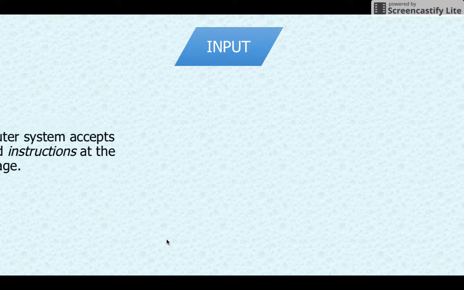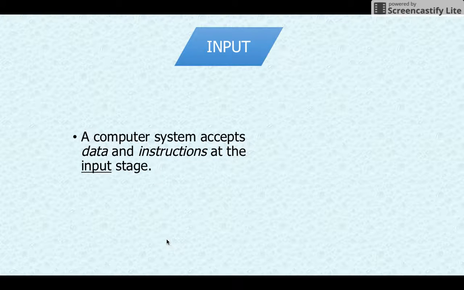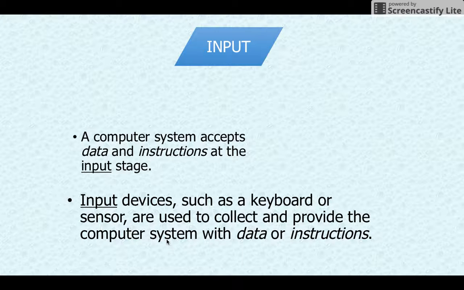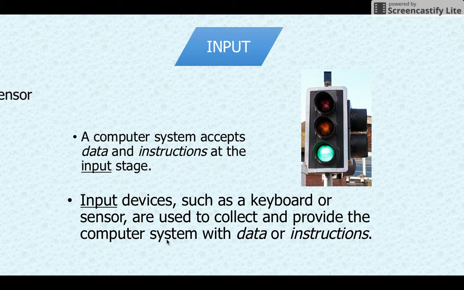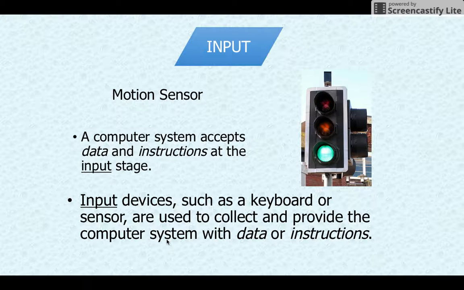So now getting into each of those individually, when it comes to input, input really is a computer system that accepts data and instructions at that stage. Input devices are like keyboards or different sensors that are used to collect and provide the computer system with that data or with those instructions. As you can see in this little example, the input of this computer, which is just a traffic light, is the motion sensor.